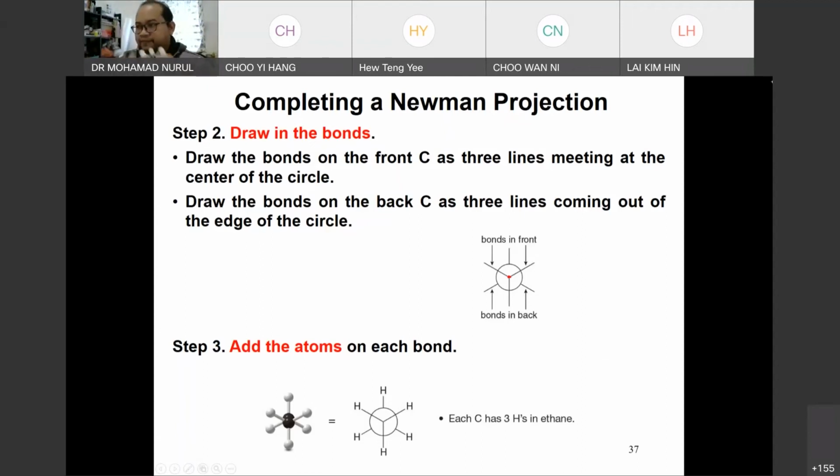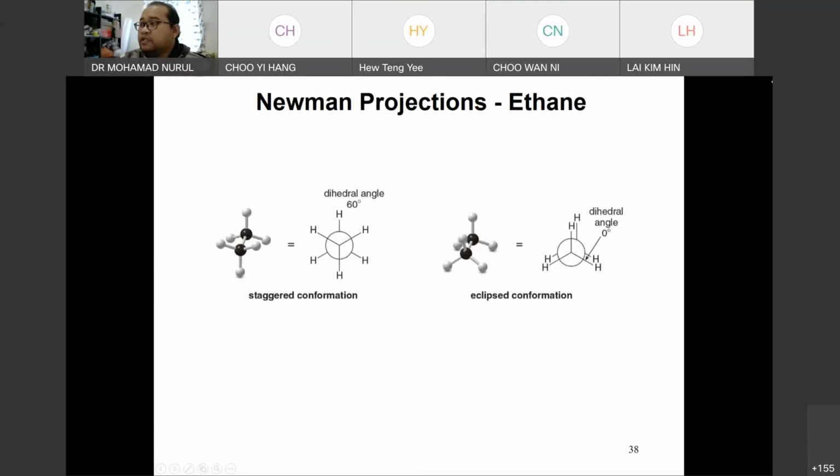Okay, so this is the staggered conformation. Okay, like a star. If we change by 60 degrees from staggered to eclipsed, you have the freedom to rotate the front bond and the back bond. So I prefer to rotate the back, maintaining the front. So it becomes like this. Okay, so it becomes the eclipsed conformation.